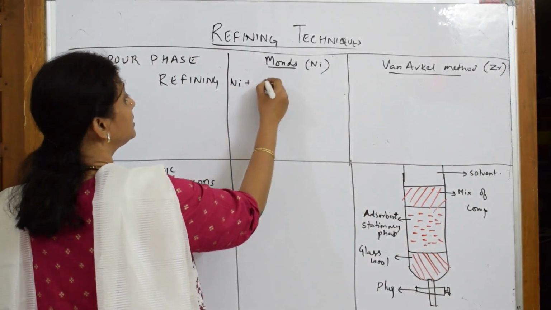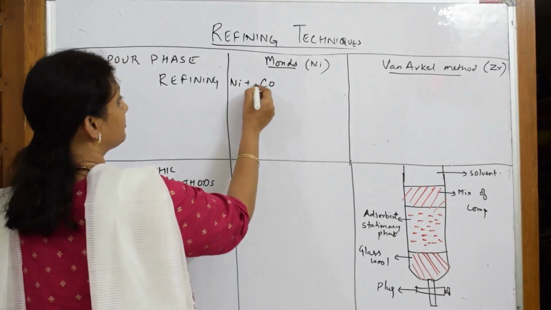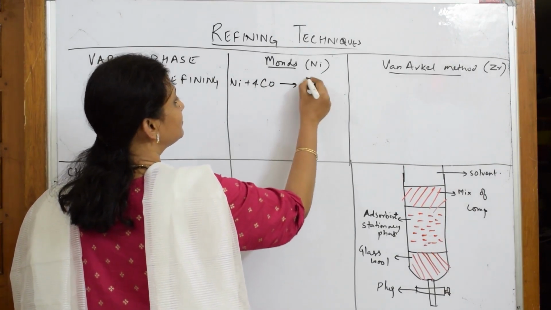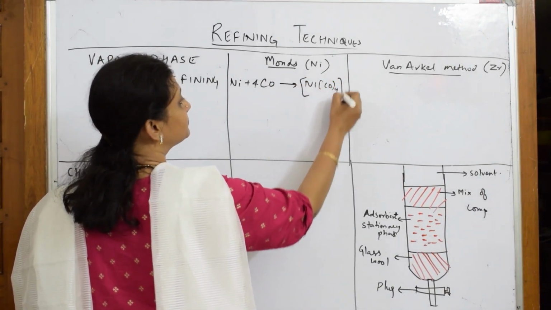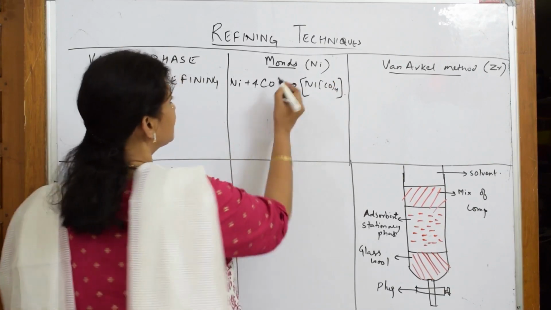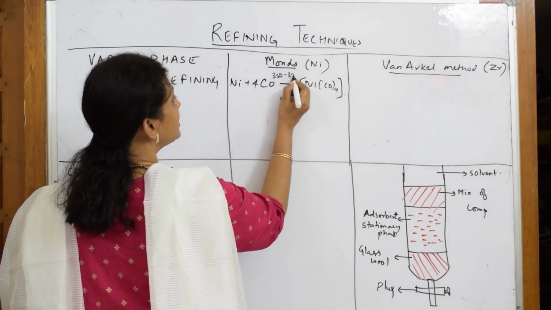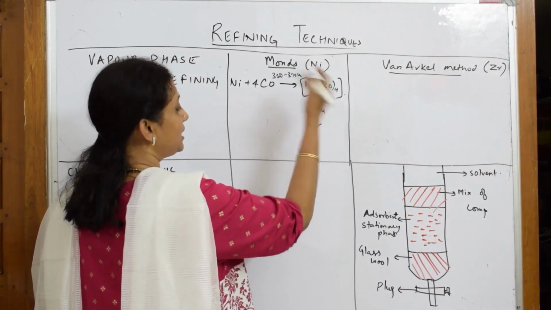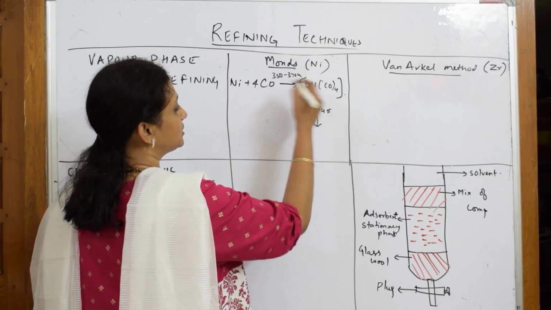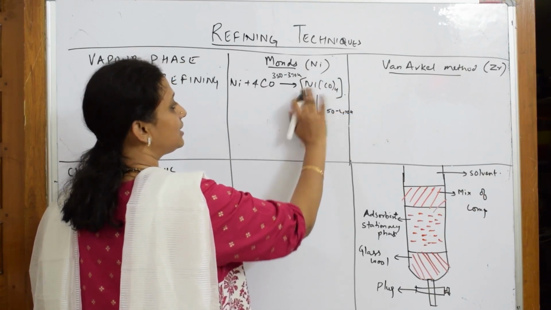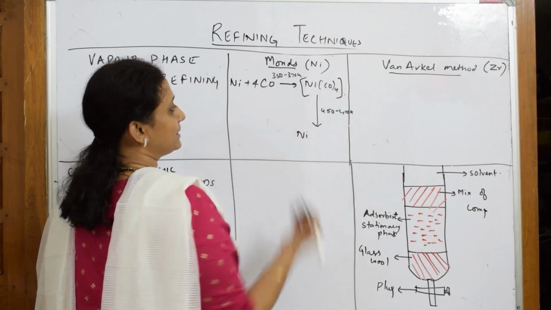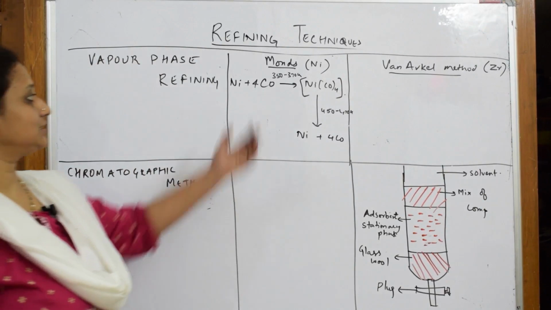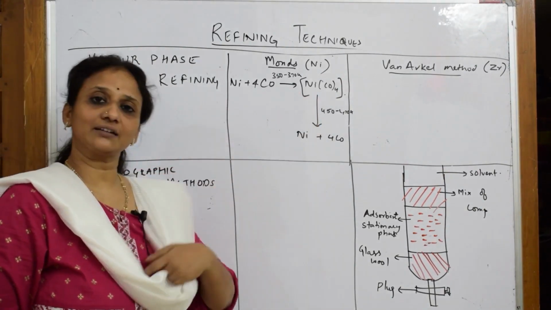I'm going to add carbon monoxide to this. Suppose I'm adding 4 moles of this, I'm going to get a complex, that is nickel tetracarbonyl, a coordinate complex. This I'm going to heat at 350 to 370 Kelvin. Now further, if you heat this complex at a higher temperature, that is 450 to 470 Kelvin, it decomposes to form nickel and the carbon monoxide is out. This is your Mond's process, simple. Just write the reactant, form the complex, and again the reactants are back.